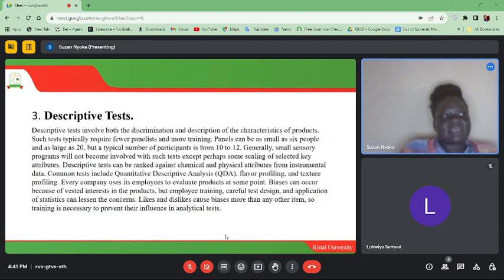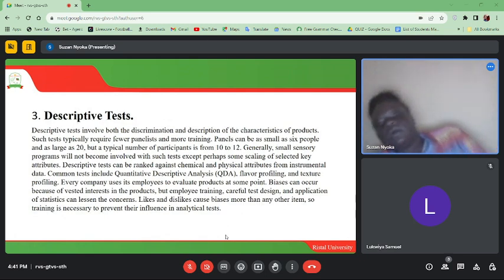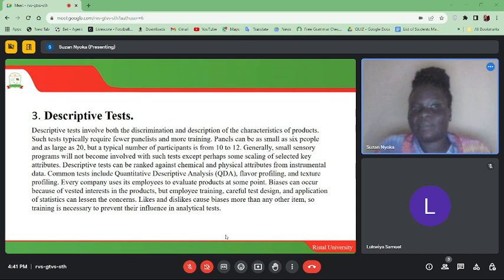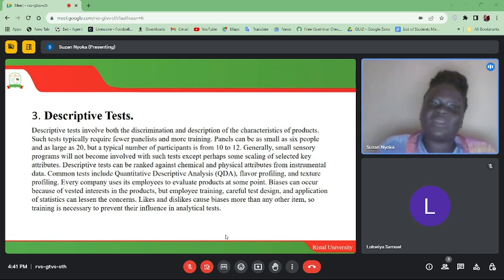And then the next type of sensory testing is descriptive tests. We had the analytic, we had the discrimination. Now the third is descriptive. There are only 3 types. This descriptive test involves both the discrimination and description of the characteristics of products. Such tests typically require few panelists and more training.